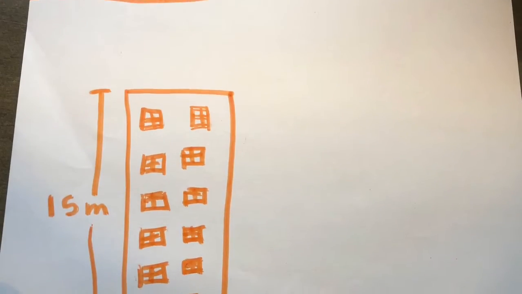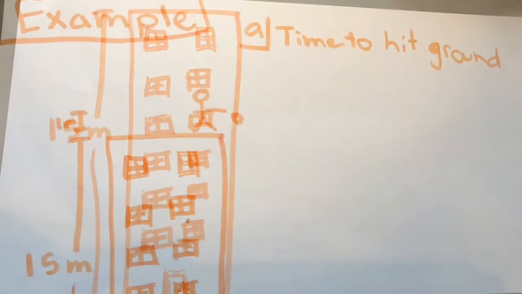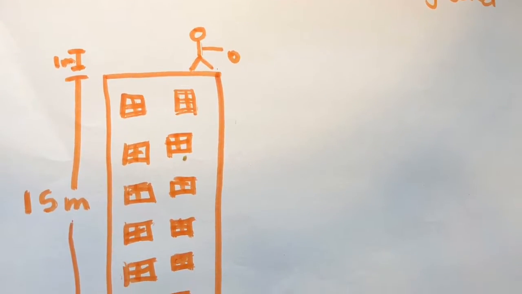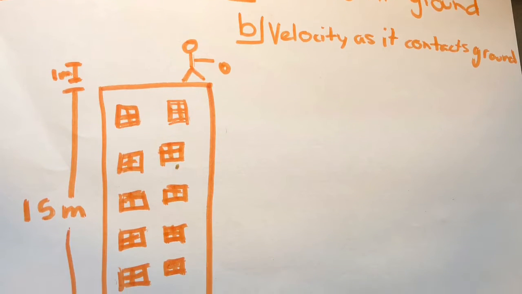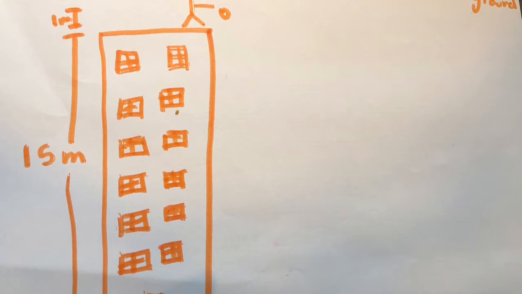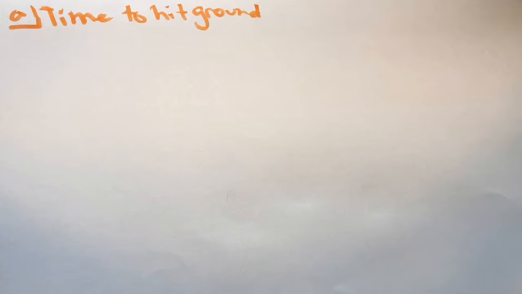Here's an example problem. Standing atop a 15-meter tall building is a man holding a ball out from his waist 1 meter high. When he drops the ball, how long does it take for it to hit the ground, and what is the velocity as it hits the ground? Using the cookbook, we will solve for the time it took to hit the ground.